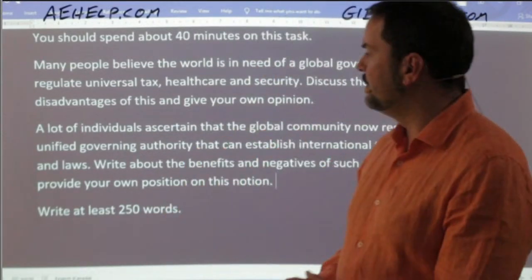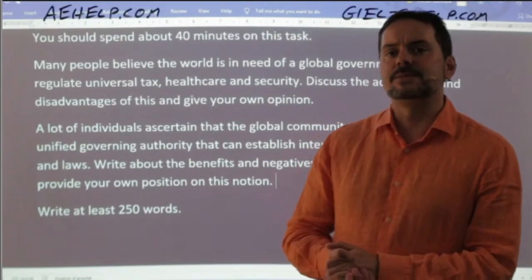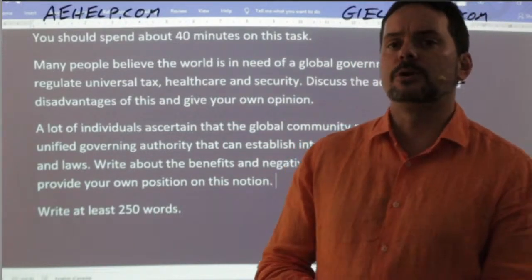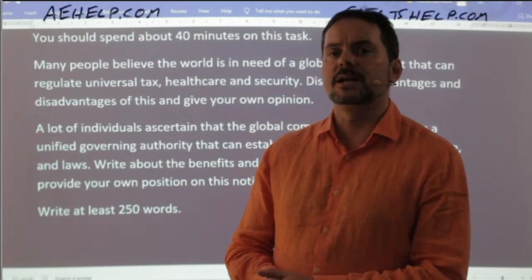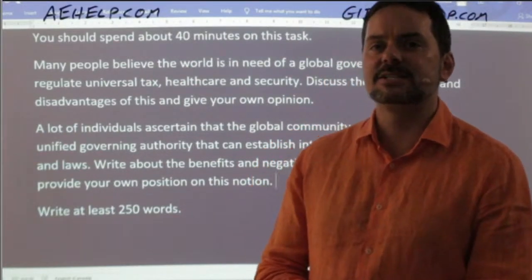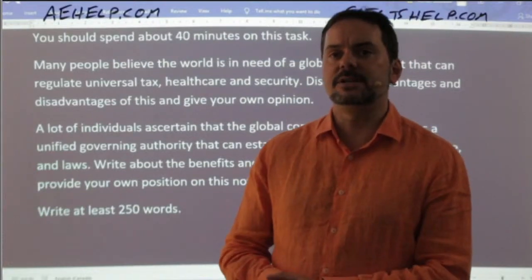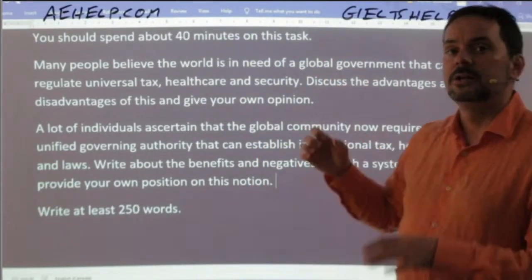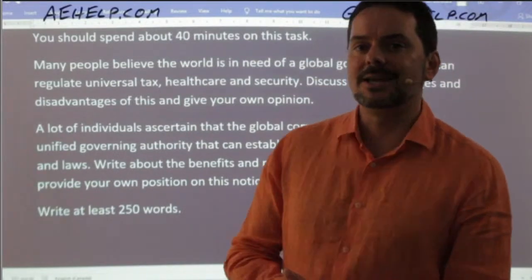All right. So now I'm sure that I clearly understand this. Dion says another way we could do it is certain individuals think that the world requires a global government that can normalize universal tax, healthcare, and safety. Right on, Dion. Make sure to really pay attention, Dion, to this part as well so that you're not missing any points in your essay.